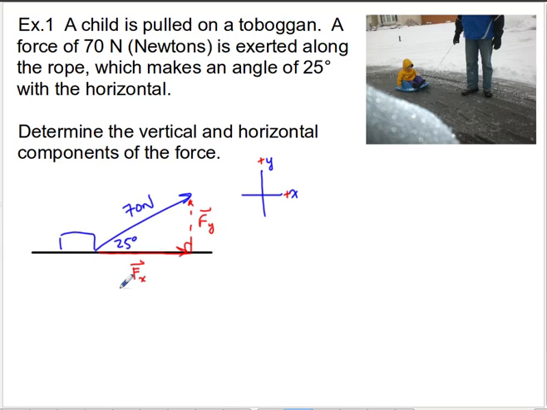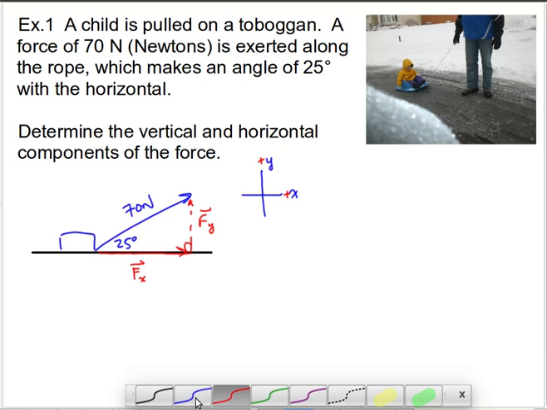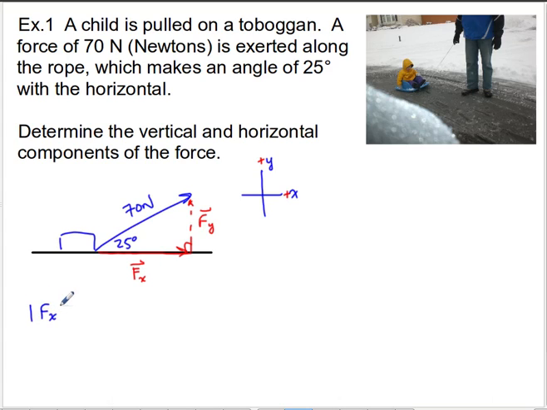And now there's a couple of things that I might as well point out while the examples are simple. The first thing is I can calculate the magnitude of my x component vector. The magnitude of my x component vector is the magnitude of the overall force multiplied by the magnitude of the cosine of the angle between them. And in this case, it's the cosine because this angle is adjacent to the x-axis.